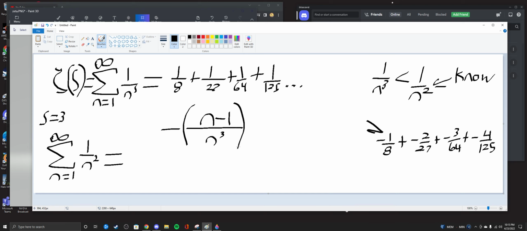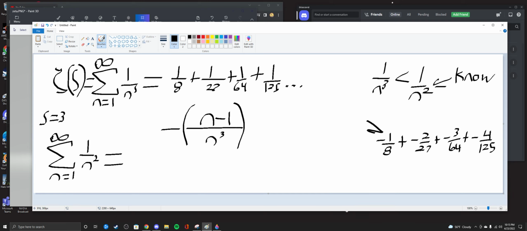We had 2 over 8 versus 1 over 8, 3 over 27 versus 1 over 27. So every numerator for 1 over n cubed is 1, obviously, because that's the function. But when we convert 1 over n squared to have a common denominator with all the ones at the top, you notice that when subtracting 1, we get this equation, n minus 1 over n cubed.